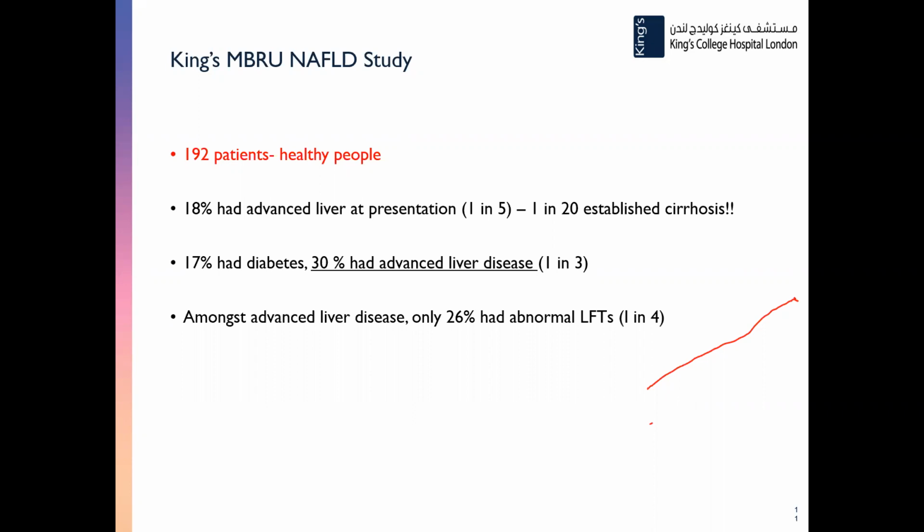So amongst advanced liver disease, only 1 out of 4 had abnormal liver tests. And that's your very pure UAE King's data. These are not the individuals who haven't got liver disease. This is the individual who's got advanced liver disease. Only 1 out of 4 had that. So 3 we are missing really. If we base our assessment purely on LFTs, 75% of the people we are not looking after, guys.